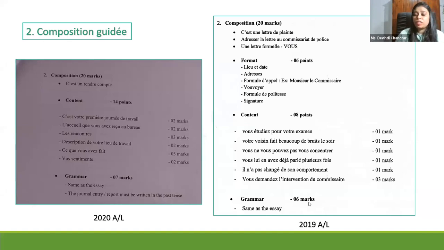So you will be given 6 marks for the grammar in the letter, and make sure that you grab them all with proper sentence patterns and clear, appropriate grammar patterns. Okay, so that is about the letter or email.